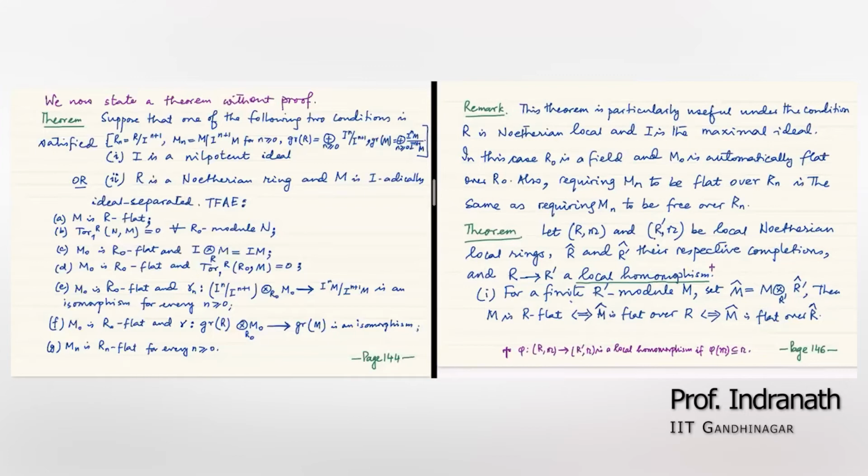And therefore, you want to conclude that M hat is flat over R and flat over R dash is equivalent. Okay. Now you come here. What you need to be careful about is, where do you see the R hat here? That's the only thing that you have to be careful about. Where do you see the R hat in this whole statement?